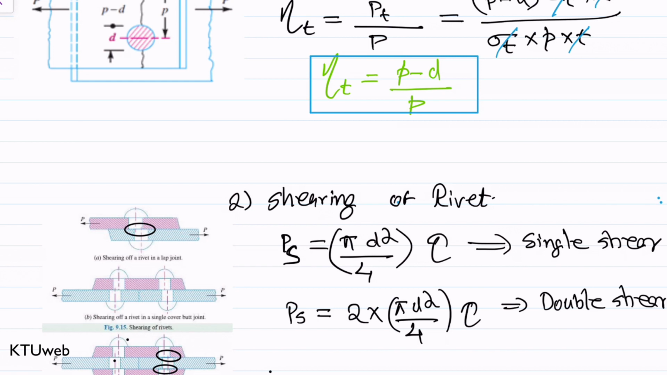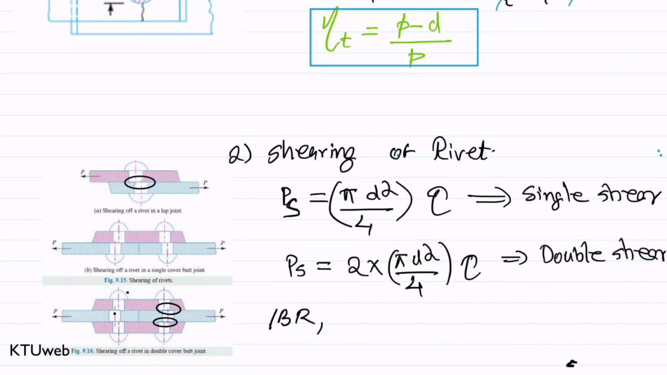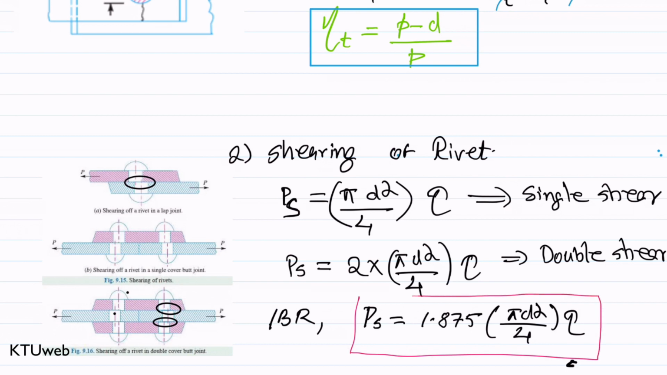And hope you remember this IBR standard equation. According to Indian Industrial Standard or Indian Boiler Regulatory Act, you don't need to consider 2 times of shear area. Instead of that, you can take PS is equal to 1.875 times of single shear, that is 1.875 into pi d square by 4 into tau. And remember, for any standard design we will be using this as a standard equation for shear. Instead of 2 we will be using 1.875.